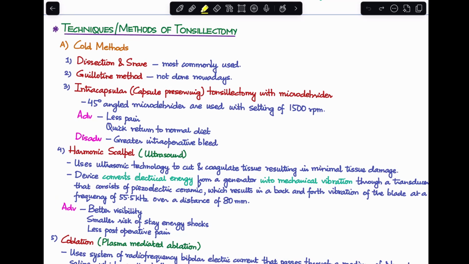In my previous class, I talked about what is tonsillectomy and what are the indications and contraindications of tonsillectomy. Today, I'll be discussing the different techniques and the different methods that are present in tonsillectomy.